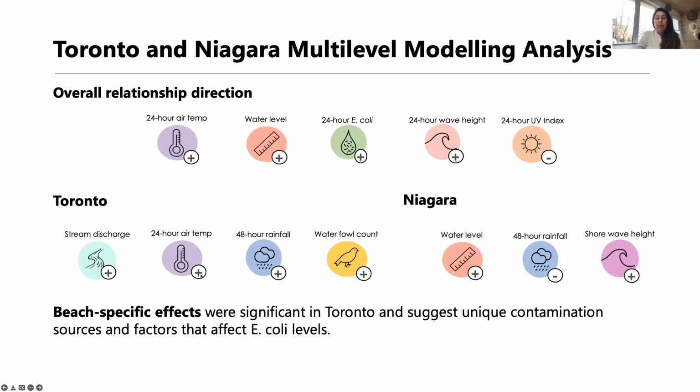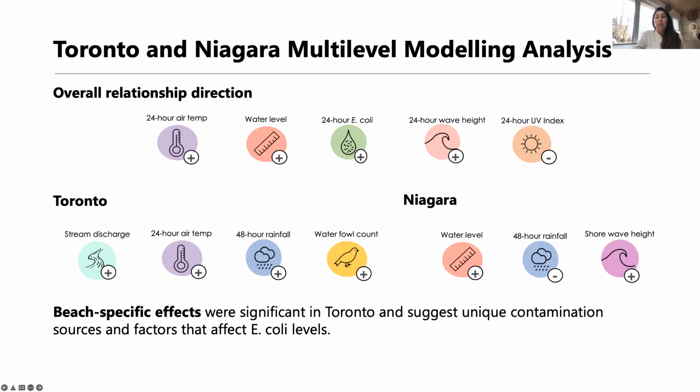We also found that 24-hour air temperature and rainfall were positively associated in Toronto, but negatively associated in Niagara. So we thought that was interesting, but again, potentially associated with that flushing effect that we're seeing. Waterfowl count in Toronto was also quite an important variable for predicting exceeding a threshold of 100 or 200 CFUs per 100 mL. And then in Niagara, as we saw in the path model, shore wave height was a very important predictor.